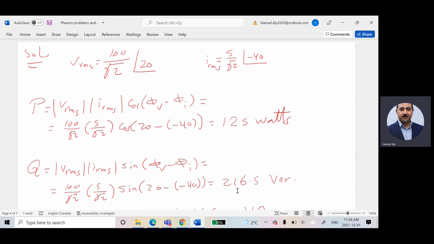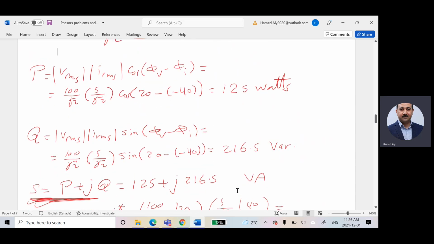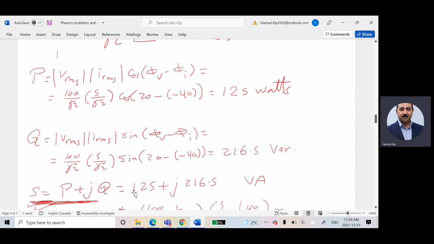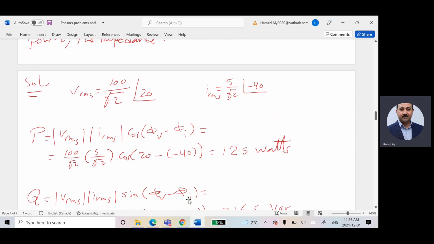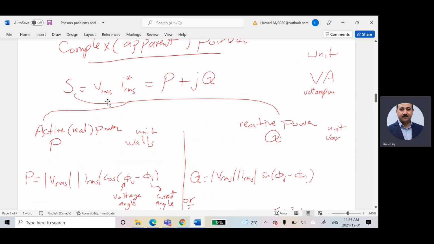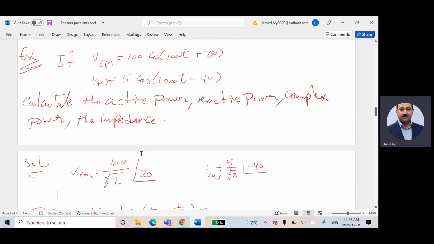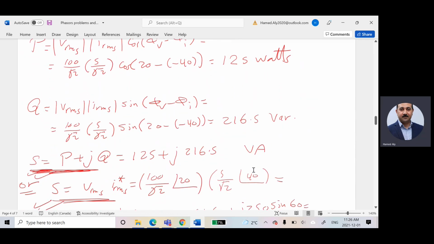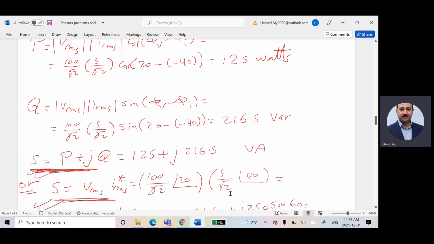I know S is equal to P plus JQ, and this is what I did here. P plus JQ. I put P and I put Q. Or if you don't like to find S by using this equation, you can go back to the original equation, which is S equals V I conjugate, RMS. What is V? Actually, V is this guy. What's I conjugate? It will be similar to this, but I'm going to use a plus instead of minus. And this is what I did here. I said S is equal to V I conjugate.